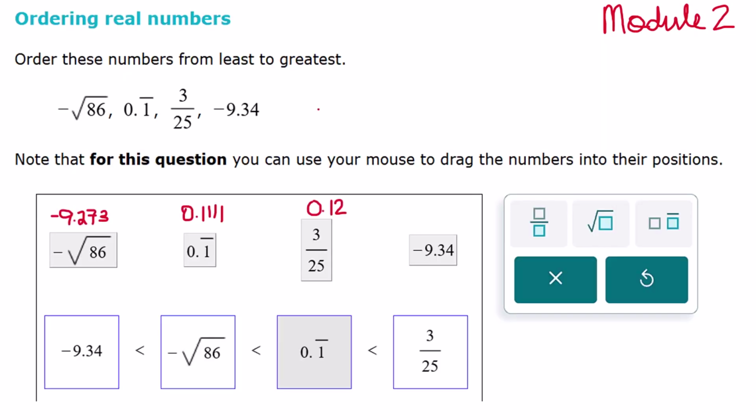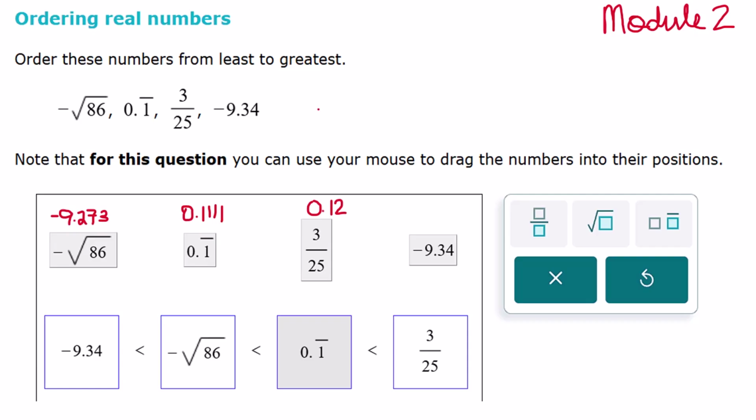You may have encountered this type of problem before, but here's a reminder to assist you if you find it challenging. Ordering real numbers from least to greatest can be tricky. First, you'll need to convert all of them to decimal numbers. Use your mouse to drag and position the numbers correctly. And remember to consider both positive and negative values.